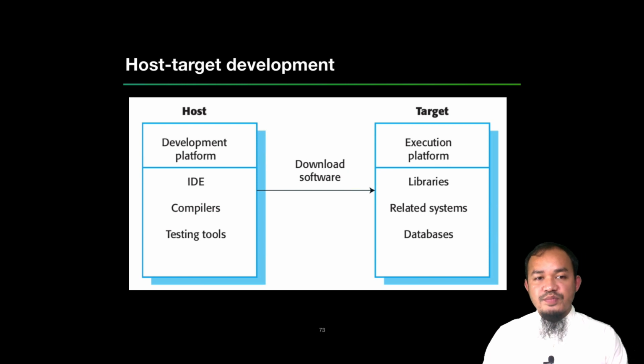Target development. For example, you are developing on the host, and then you deploy to the target execution platform. The target can be, right now the most famous one is Kubernetes. For example, it can be used to execute your code, to store your library and related systems and databases and so on. On your computer, you will install an IDE, compiler, and testing tool. Mostly this is for the developer.